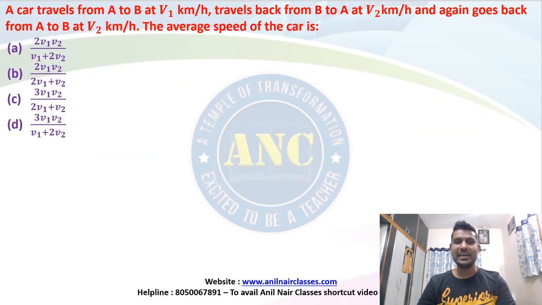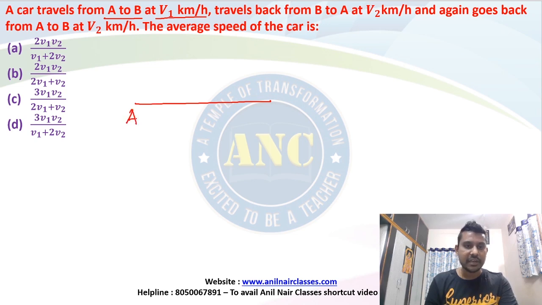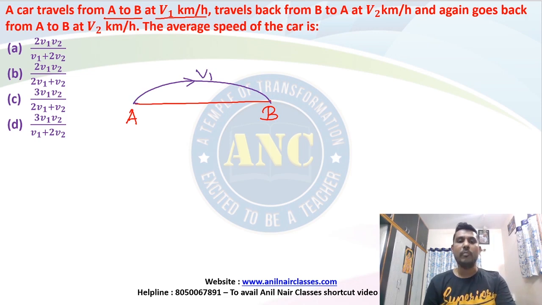Next question. See here, it's also a very beautiful question, but a very simple question in fact. A car travels from A to B at V1 kilometers per hour. Okay, let us mark A and B initially. Let me use a different ink right now. A car is traveling from A to B and the speed at which it is traveling is V1 kilometers per hour, right? V1 kilometers per hour.